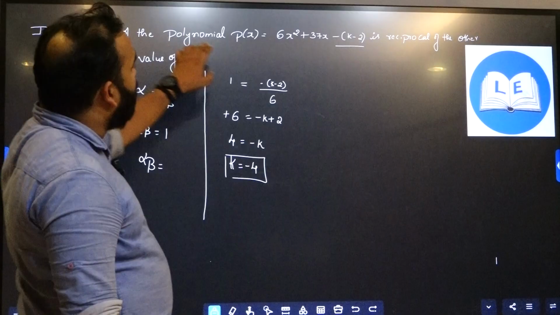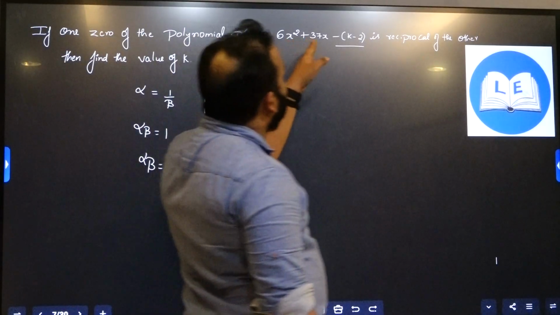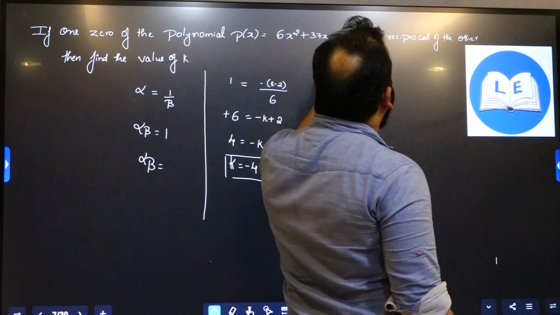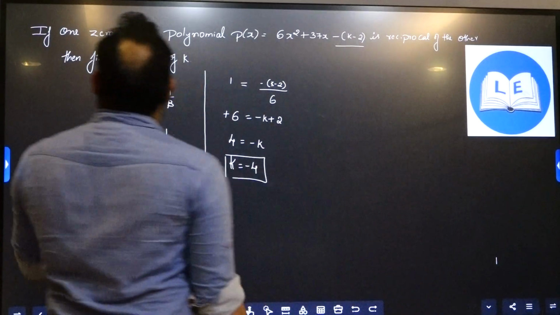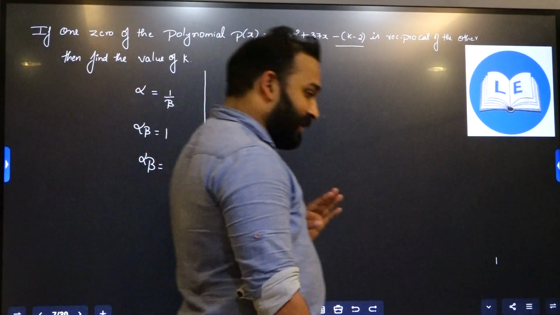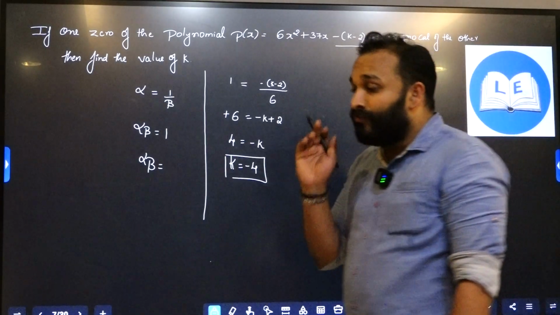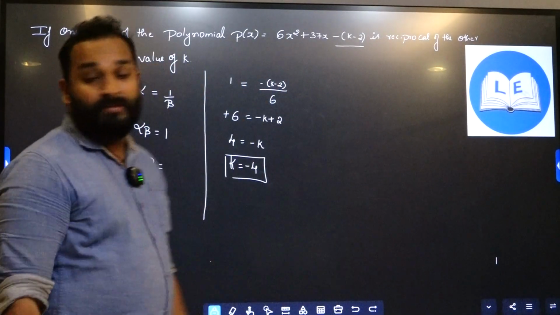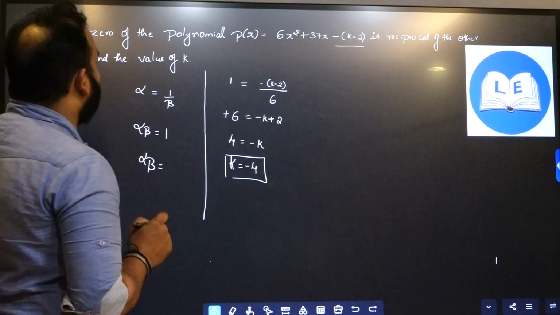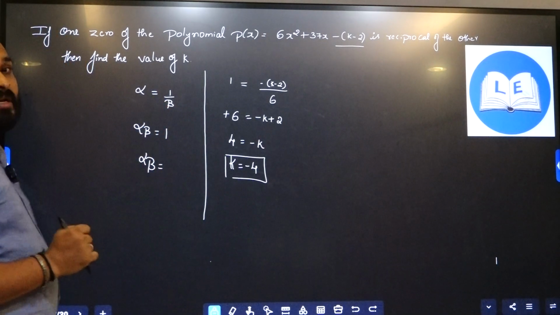If one zero of the polynomial p of x, that is 6x square plus 37x minus of k minus 2, is reciprocal of the other, then find the value of k, they are asking. Yes, they are asking us to find the value of k. Look at this carefully children. Alpha is equal to 1 by beta, given.